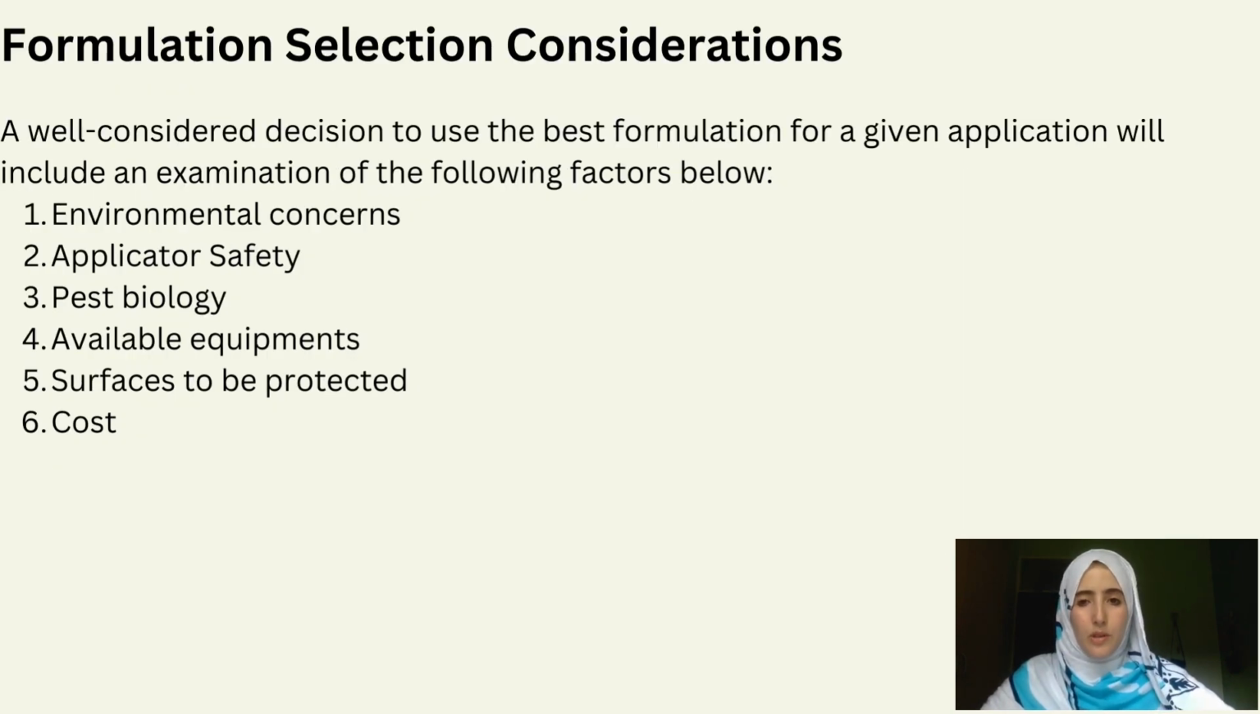So in order to choose the right product, there are some formulation selection considerations that need to be taken into account. A well-considered decision to use the best formulation for a given application will include an examination of the following factors cited here, such as the environmental concerns, the applicator safety, the pest biology, the availability of the equipment, surfaces to be protected, and also the cost.